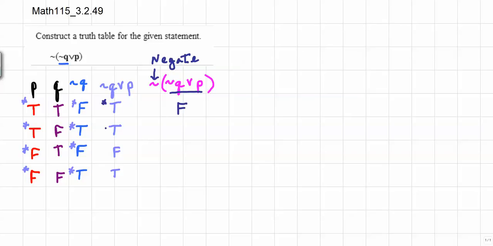Then we're going to look at this not Q or P right here of true, and once again, not true will be false. Then we look at this, which is the not Q or P, which in this case is false, so not false is true. And this is true, so then not true would be false. So then my truth table for not the quantity not Q or P will be false, false, true, false.